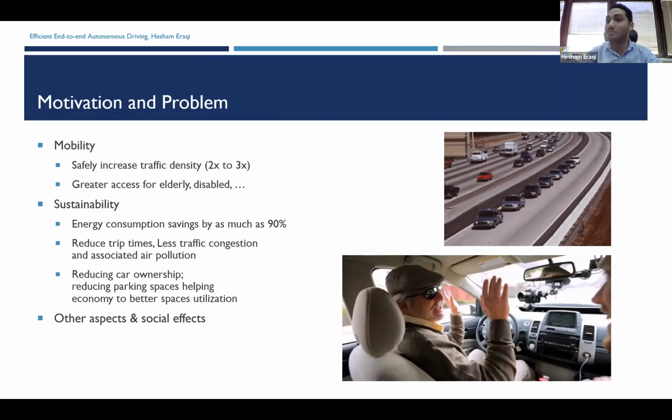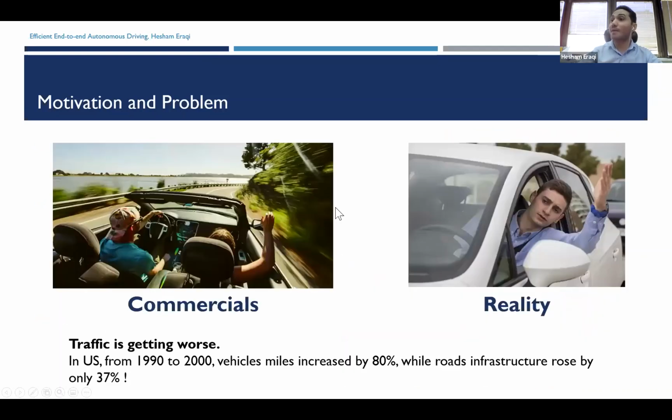Plus, those cars will have new social effects and aspects like reducing car ownership. Usually cars are sold to us like this, but this is actually how real driving looks like. It is not sunny, it is usually rainy, and you might prefer to do anything in life other than drive. And the reason for this is that traffic is really getting worse.